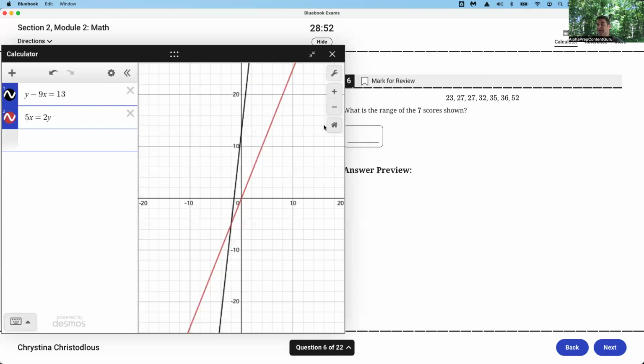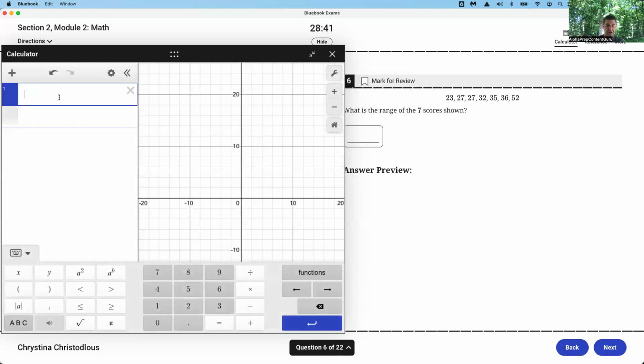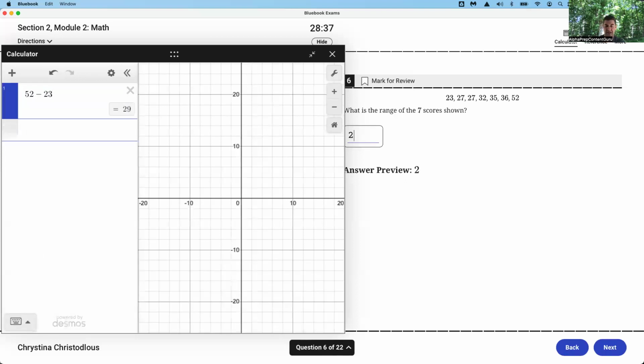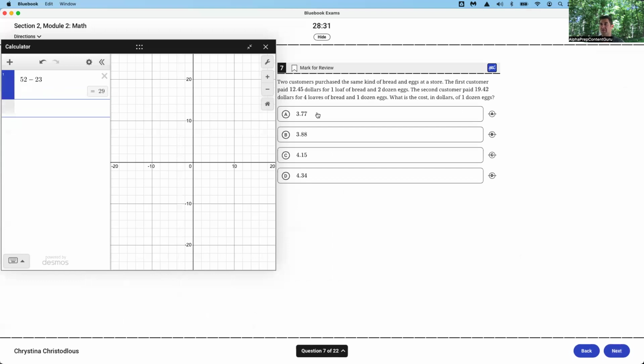What's going on here? What is the range of these 7? So range is always the distance from the smallest to the biggest. The biggest is 52. The smallest is 23. 52 minus 23 is 29, and that's it. There are other ways to do it, but that is definitely the quickest and easiest in this moment. I like it, and I'm rolling.